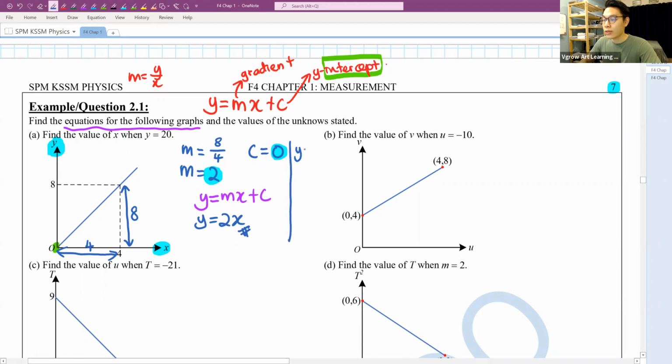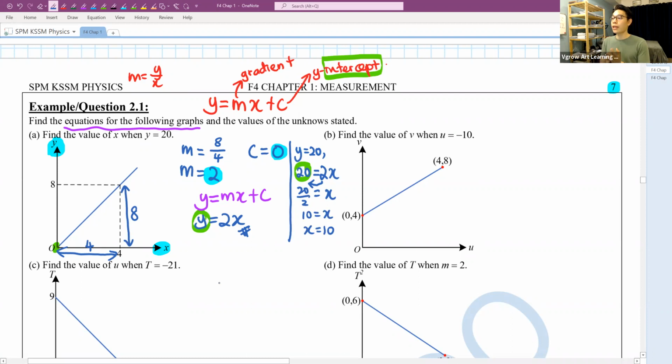When y is equal to 20, we are going to put it into here. When y is equal to 20, okay, I am putting this as 20. We want to know what is the x value. So to get the x value, we will just divide the 2 to the other side. Okay, x will be equal to 10.